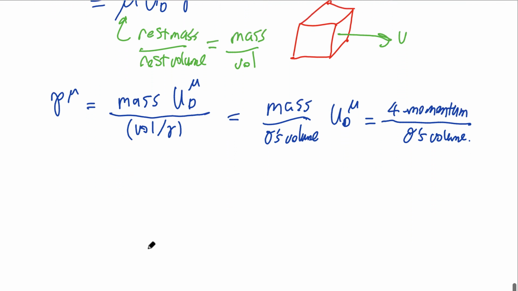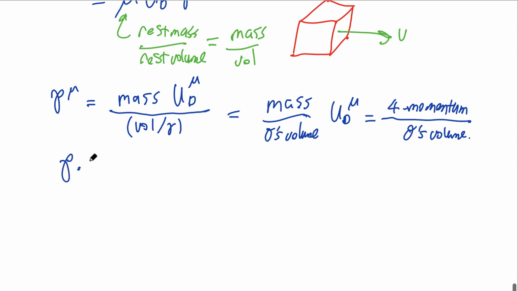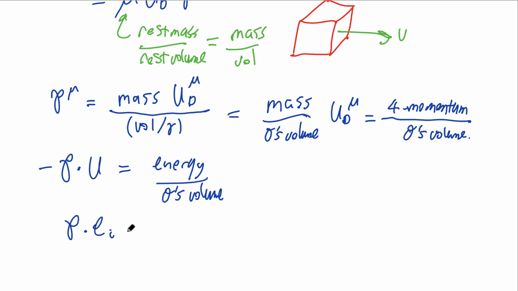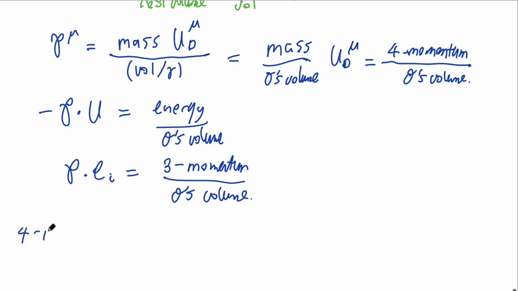And now if we contract P^μ with the observer's four-velocity and throw in a minus sign, we know that the four-momentum contracted with U with a minus sign is just the energy. So this is energy per unit of O's volume. And P contracted with one of the basis vectors E_I, four-momentum contracted with E_I, is just the three-momentum. And that would be three-momentum per unit of O's volume. Now let's take a look at the four-momentum flux.